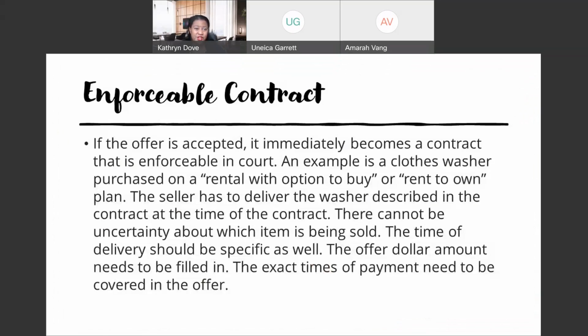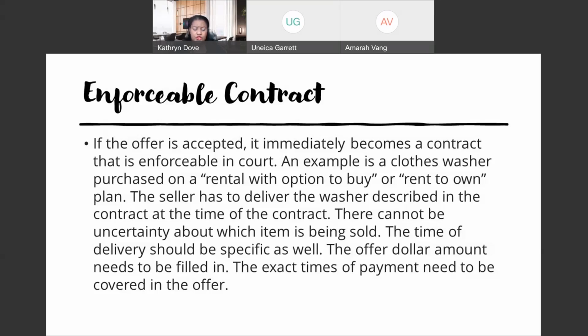How do you enforce a contract? Well, if the offer is accepted, it immediately becomes a contract that's enforceable in a court of law. An example is a clothes washer purchased on a rent with an option to buy or rent to own plan. The seller has to deliver the washer described in the contract at the time of the parties entering into the contract. There cannot be any uncertainty as to which washer is being sold.